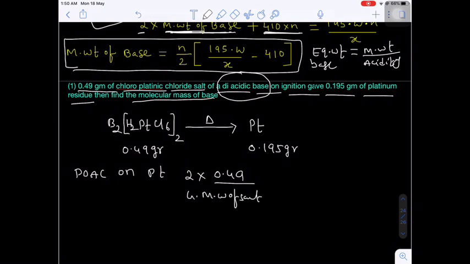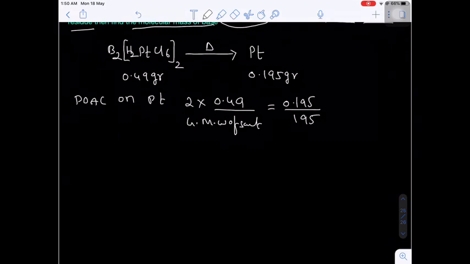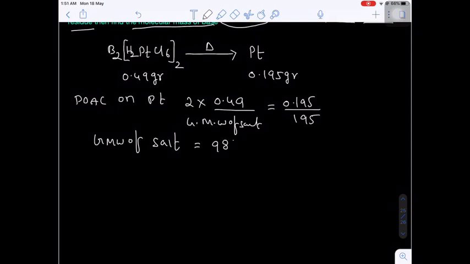We don't know that, it is to be calculated. It will be equal to the platinum residue W by the atomic mass of platinum, that will be 195. From here, can we find the gram molecular weight of salt? Yes, which is equal to 980.